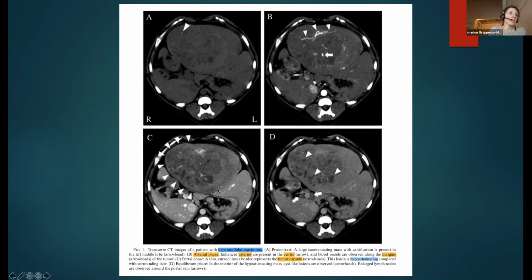Yes, I think I can really see the capsule. And also, in delayed phases, the lesion was mainly hypoattenuating compared to the surrounding liver. Yes, mainly due to the cavitation. I don't think it was a more obvious example.